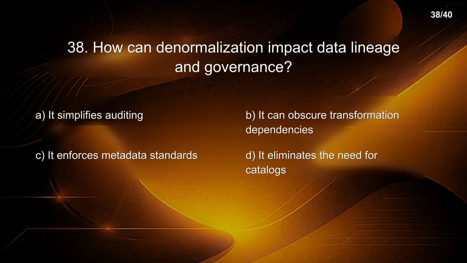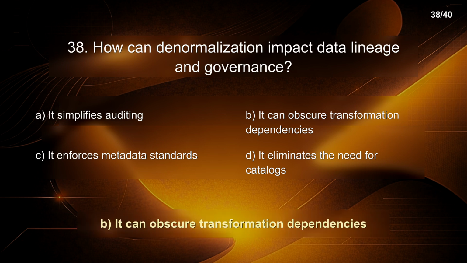38th question. How can denormalization impact data lineage and governance? A. It simplifies auditing. B. It can obscure transformation dependencies. C. It enforces metadata standards. D. It eliminates the need for catalogs. Correct answer is B. It can obscure transformation dependencies.